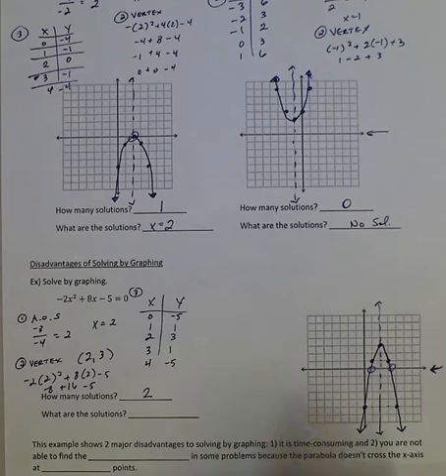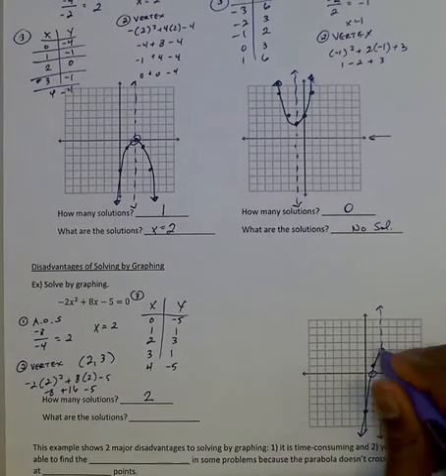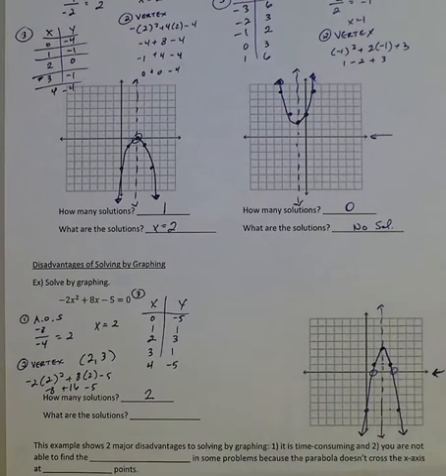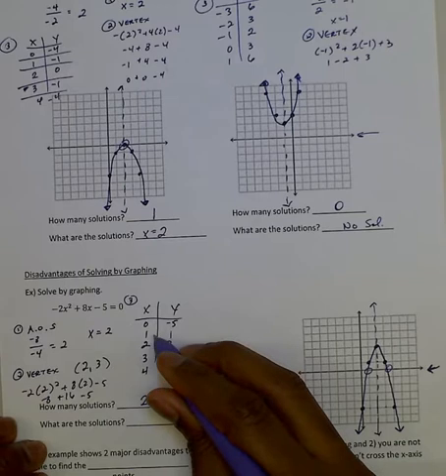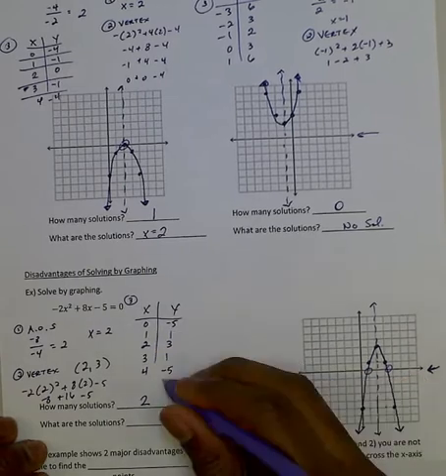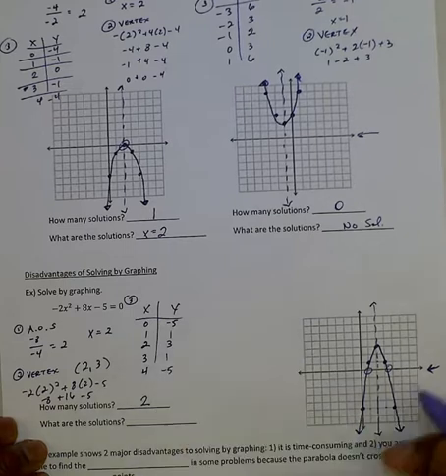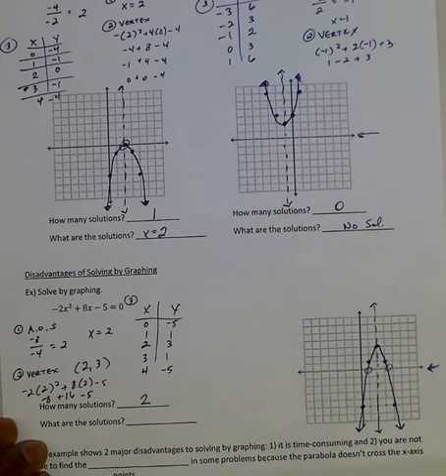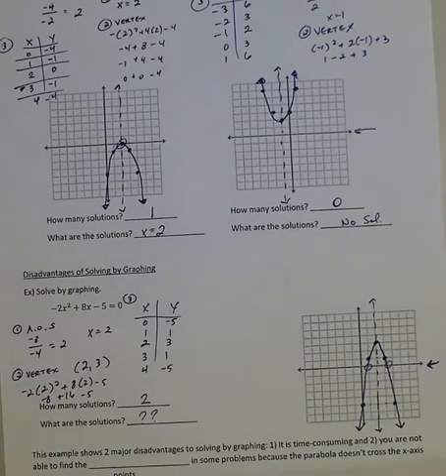I'm not looking at this graph. I did my best, but I know it's here and here. And I can tell you that the numbers are between 0 and 1 and 4 and 3, but not much more than that because I can't tell accurately based off the graph. Okay, so this example shows 2 major disadvantages.